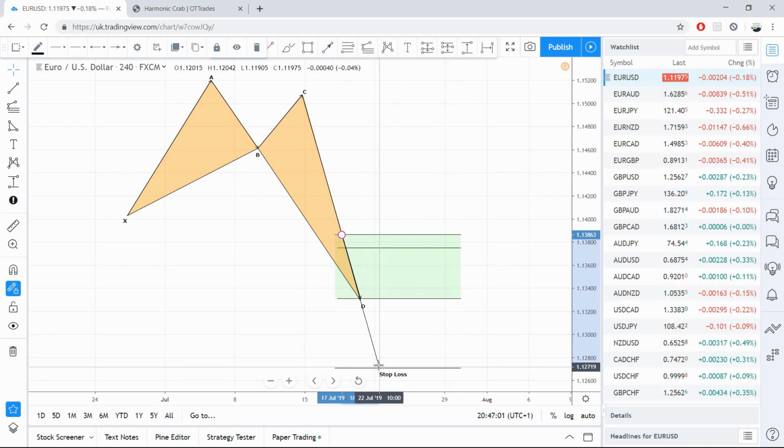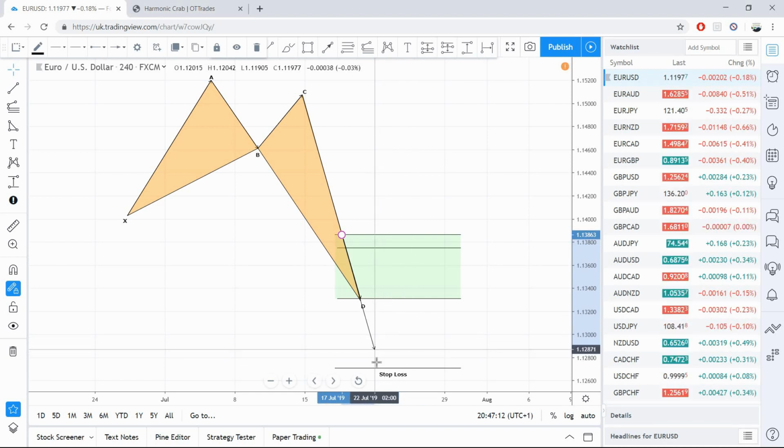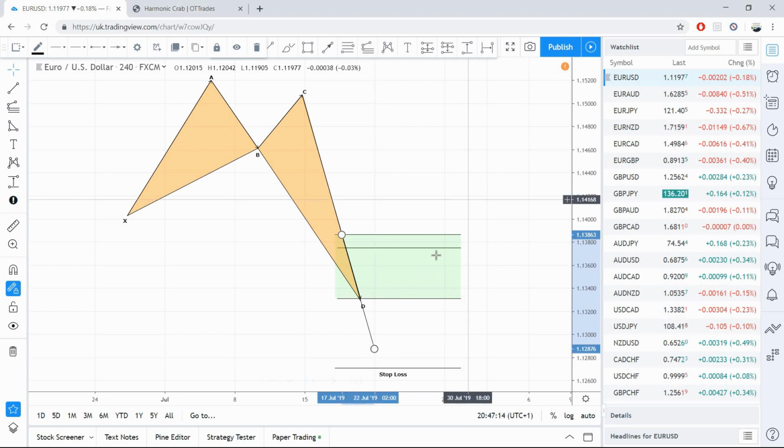Above this point, we haven't said anything. This pattern's still valid above this point. If anything, it's a better area to get into because it increases the risk to reward ratio. So you're risking less to make more.